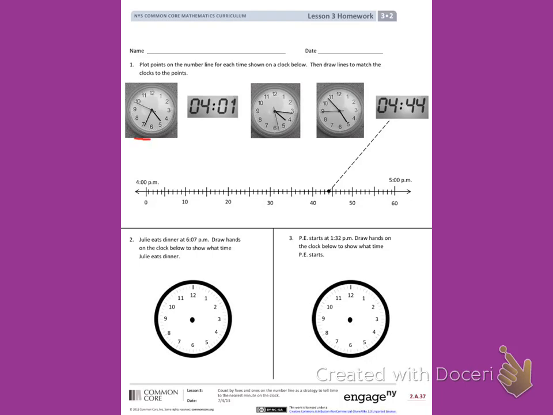If I look at the first clock, I notice that the hour hand is between the 4 and the 5. That means it will be 4 o'clock.